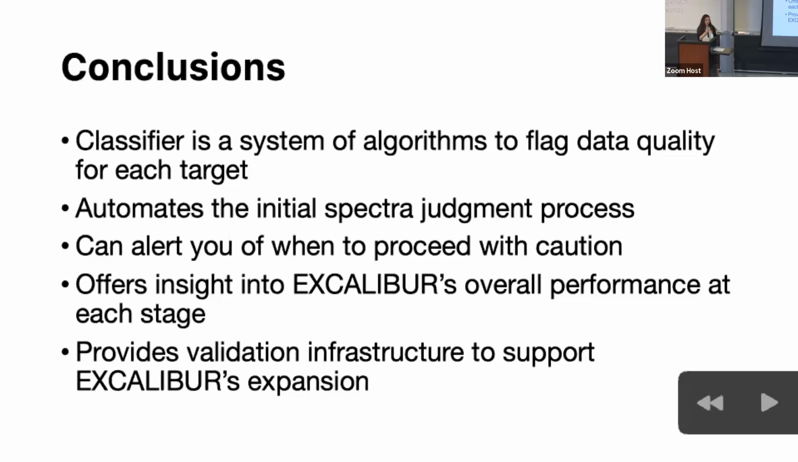So it can also alert you of when to proceed with caution for each planet, and it can offer insight into EXCALIBUR's overall performance at each stage of data reduction. And along with that, it can offer insight into how well it does between versions of the code base. And so all of that provides the infrastructure validation to support EXCALIBUR's growth as we add missions and targets and instruments to the pipeline. It'll be really important to have that infrastructure for validation. So thank you so much. That's just an introduction, but yeah.